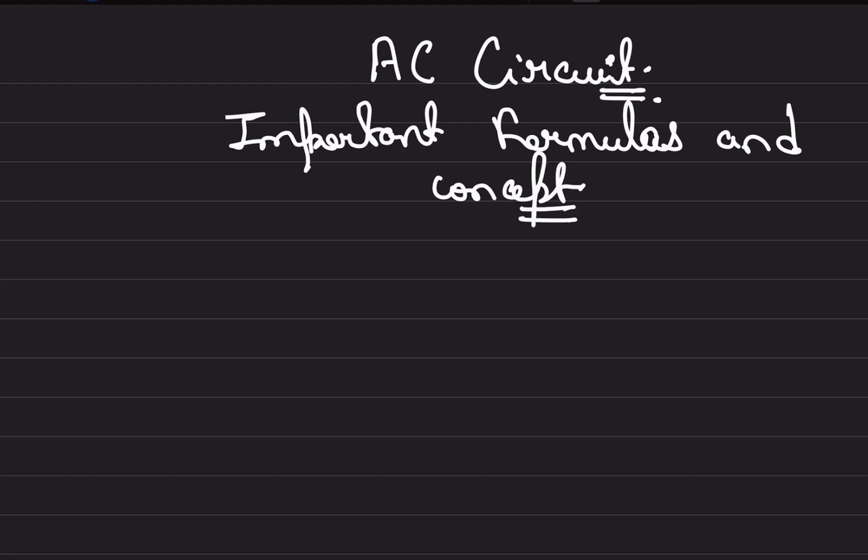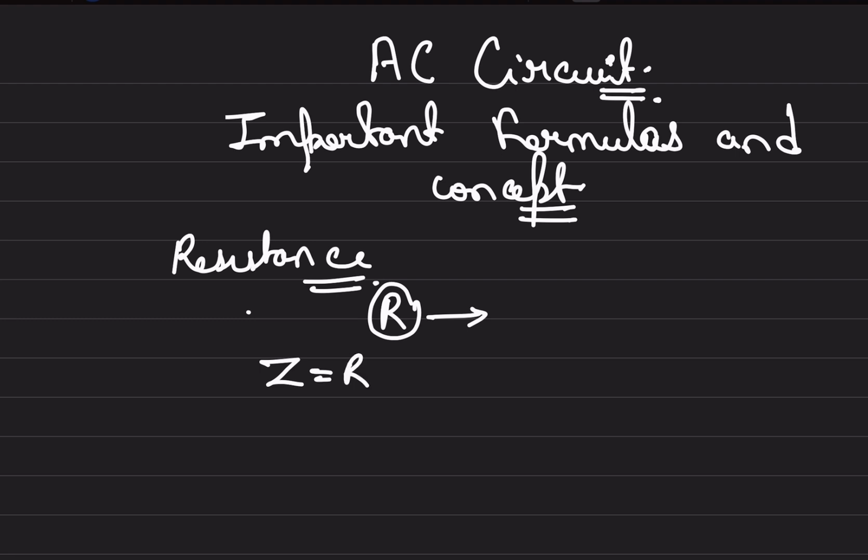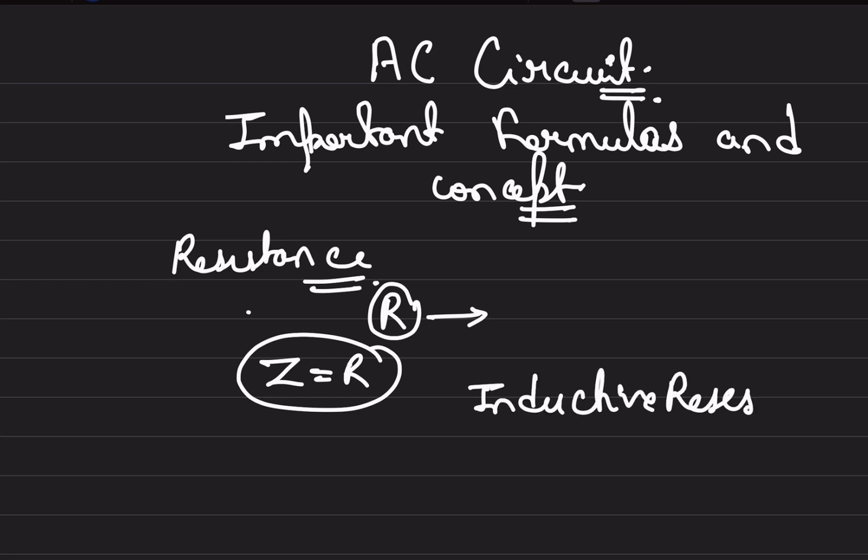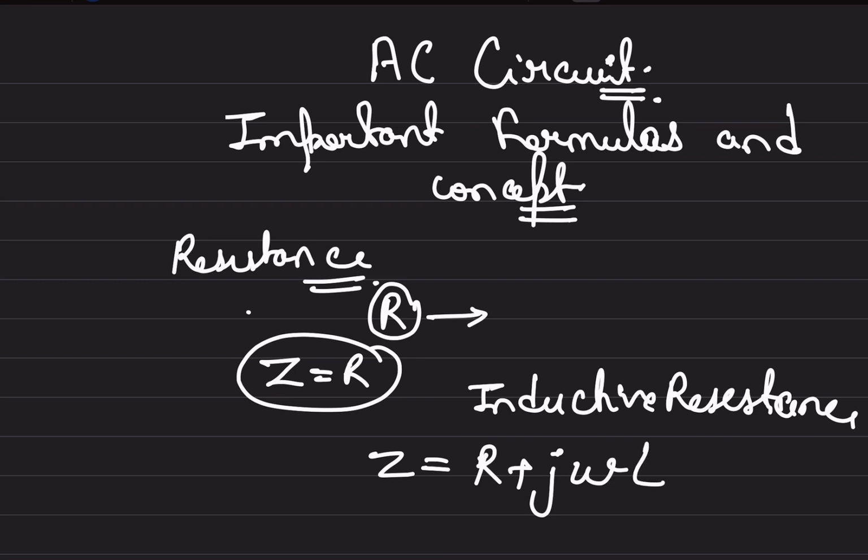So first of our formulas is for the resistance in the AC circuit. If only R is present, then the resistance Z will be equal to R. If inductive resistance is also present, then Z will be equal to R plus j omega L.